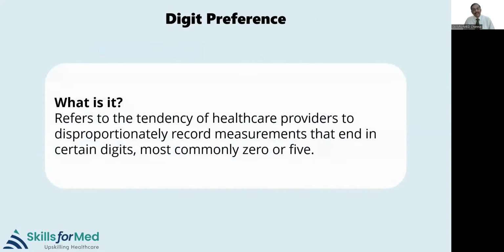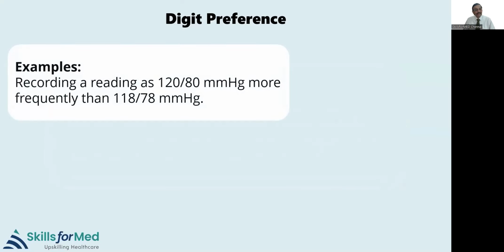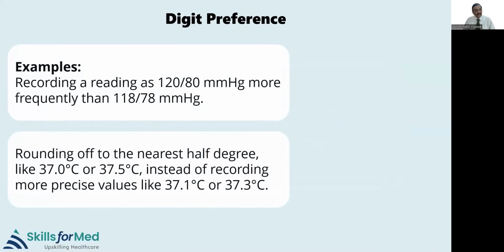So digit preference, I already mentioned. It is the tendency for healthcare providers to record measurements that end in certain digits, most commonly 0 or 5. Some people may have a digit preference, their lucky number may be 8 or something, so they keep rounding off to that. So digit preference is one cause of error. For example, once 128/78 was the actual reading, but it'll be rounded off to 128. You do it all the time. And for example, half degree, 37.5, instead of saying 37.3, or if it is 37.1, we'll say 37. Now we'll just round it off to the nearest 0 or 5.